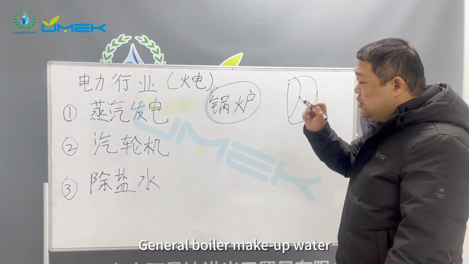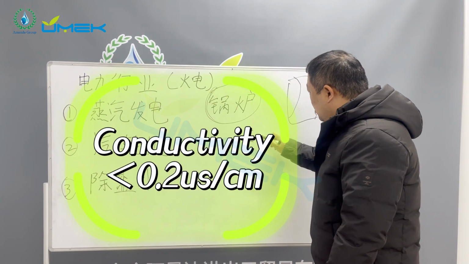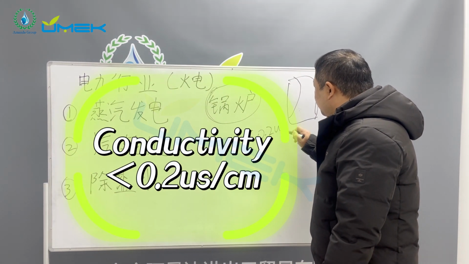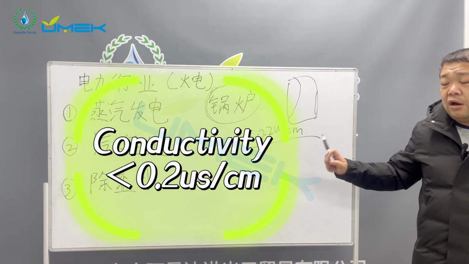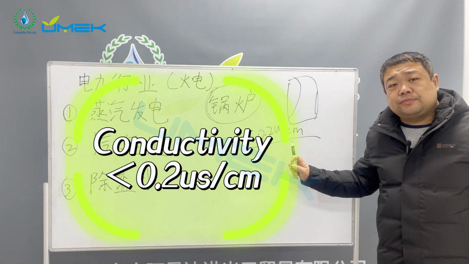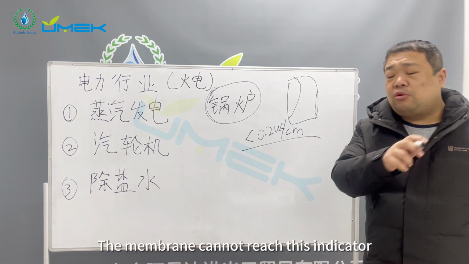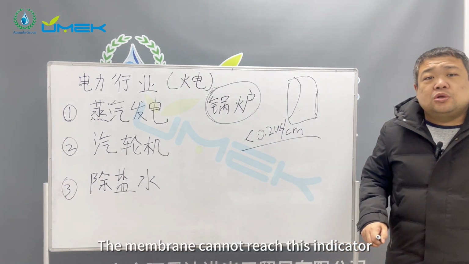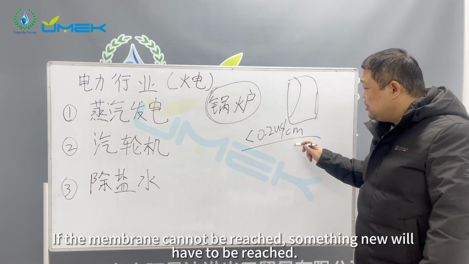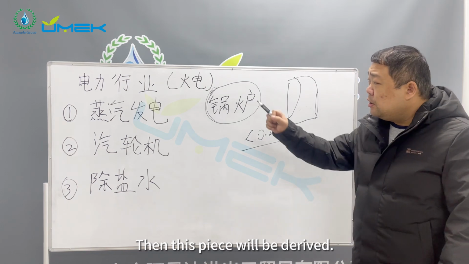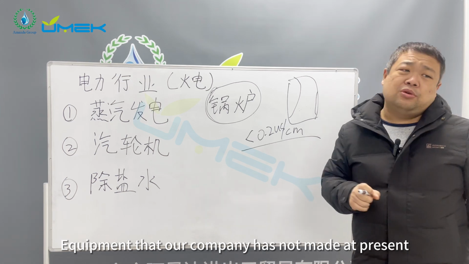What to ask for? General boiler makeup water has a clear conductivity requirement: less than 0.2. What does this indicator mean? It means that the reverse osmosis membrane cannot reach this indicator. If the membrane cannot reach it, something new will have to be added. Then this piece will be derived, equipment that our company has not made at present.